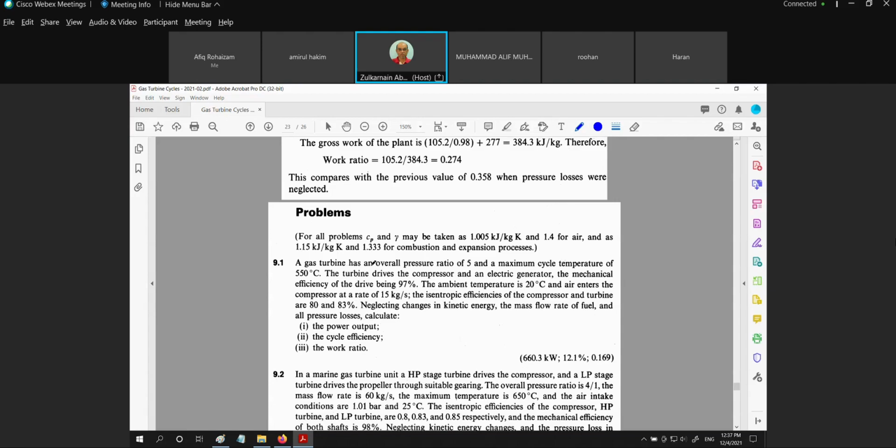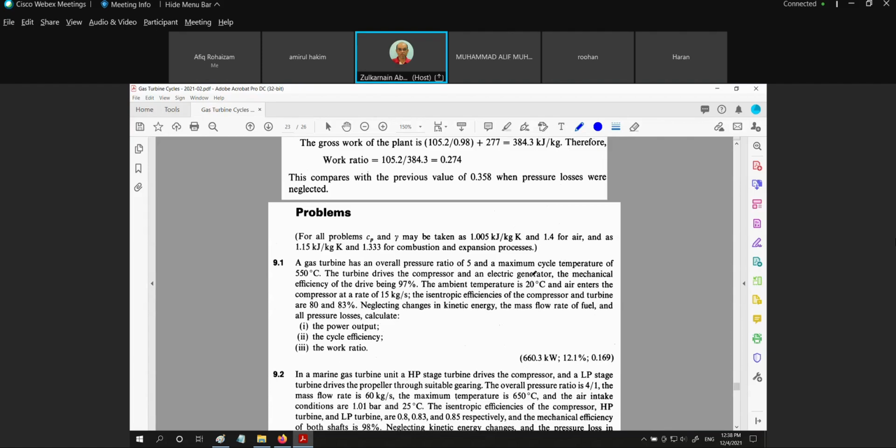A gas turbine has an overall pressure ratio of 5 and a maximum cycle temperature of 550. The turbine drives the compressor and electric generator. The mechanical efficiency of the drive is 97%, the ambient temperature is 20 degrees, and the air enters the compressor at a rate of 15. We have isentropic efficiency for the compressor and turbine, and neglecting the kinetic energy, potential energy, pressure losses, and the mass of fuel, calculate the power output.